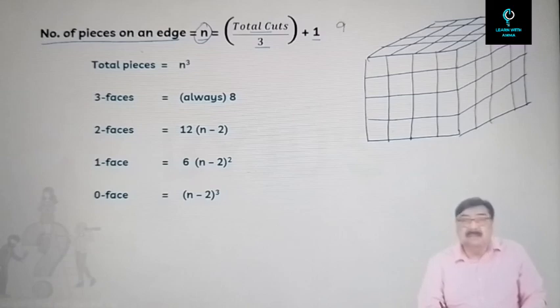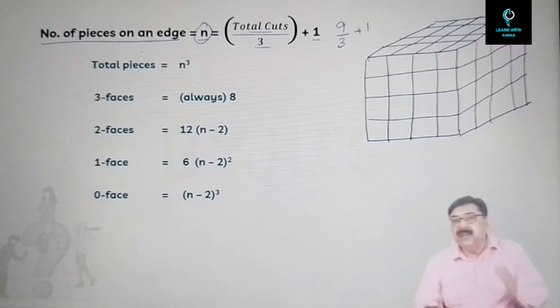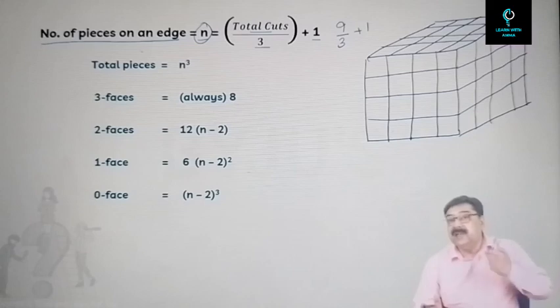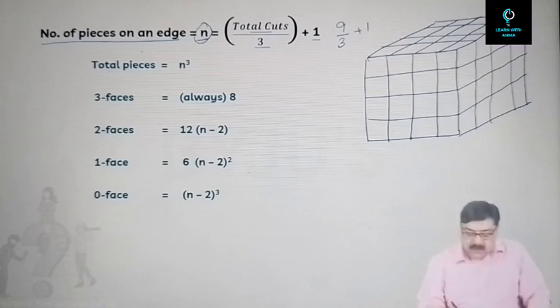That is 9. Divide by 3 will give you the number of cuts made in each direction. That is 3 cuts are made in each direction. Plus 1, that is number of pieces on each edge. So 3 is the number of cuts you have given like this. How many pieces will you get? All 3 cuts made in the same direction. 1, 2, 3, 4. So that is the value of n.